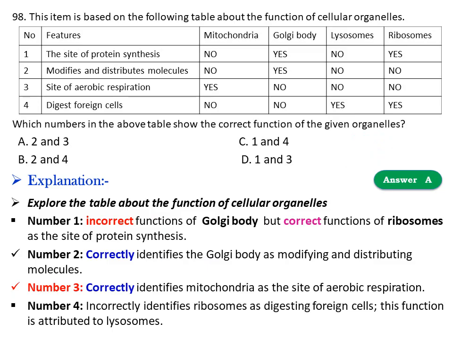When we explore the table above on the function of cellular organelles, number 1 is incorrect for the Golgi body. The Golgi body is not for synthesis of protein; the correct one is that the ribosome is the site of protein synthesis. So the Golgi body makes number 1 incorrect. Number 2 correctly identifies that the Golgi body modifies and distributes molecules. Number 3 also identifies mitochondria as the site of aerobic respiration. Number 4 is also incorrect.